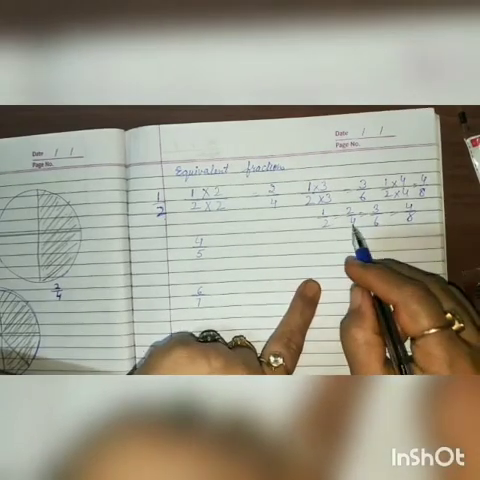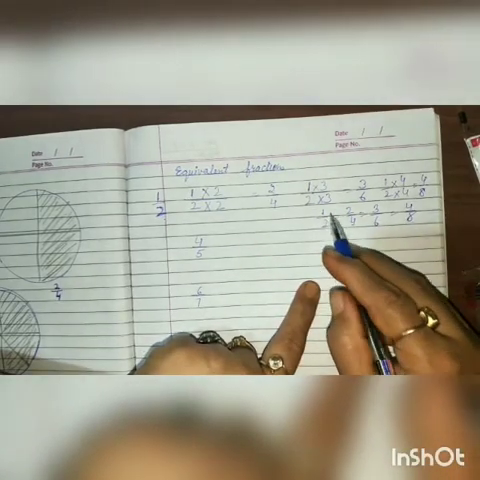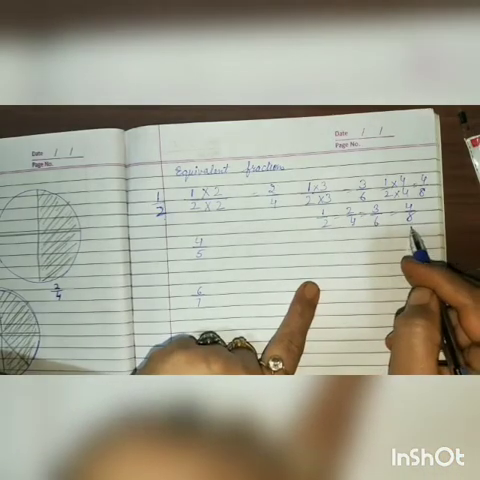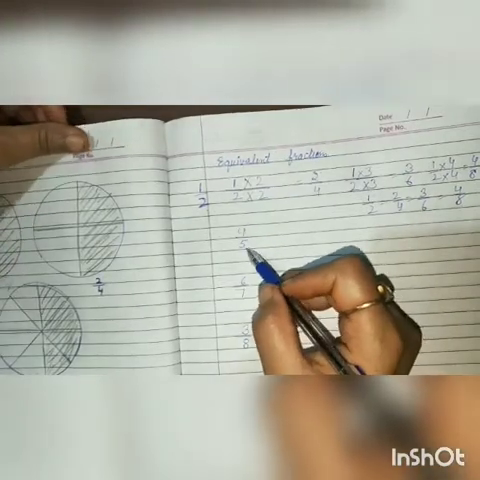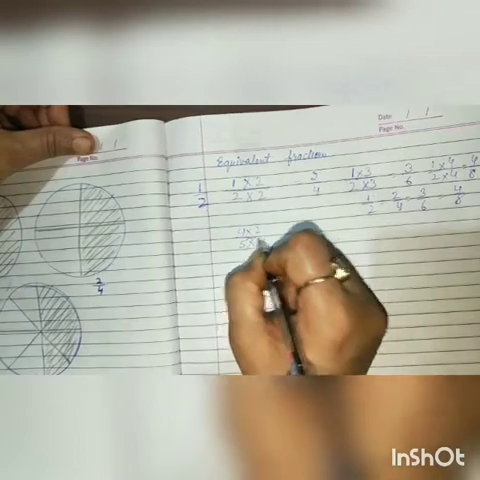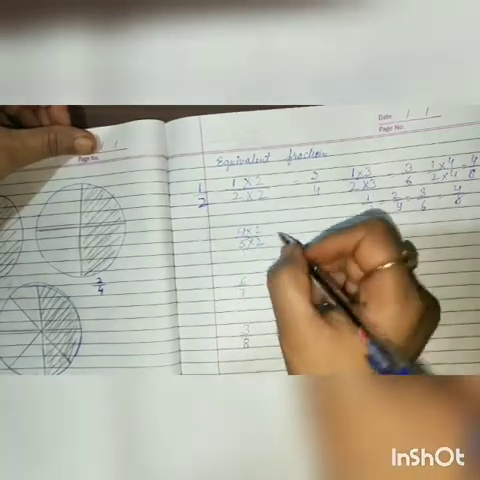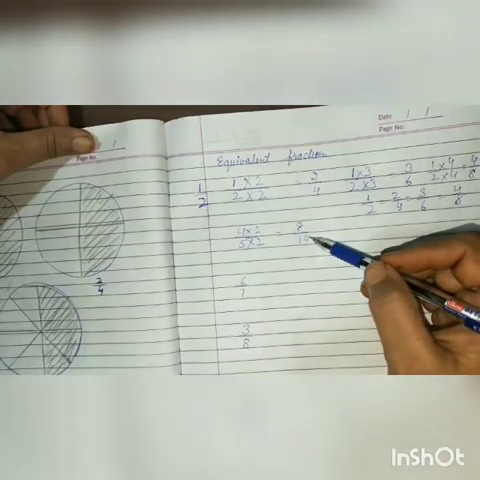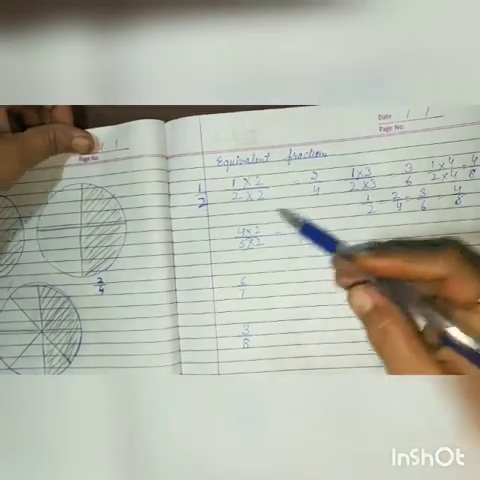These all are equivalent fractions of 1/2. 1/2 is equal to 2/4 is equal to 3/6 is equal to 4/8. One more example. I have to make an equivalent fraction of 4/5. I will multiply by 2: 4×2, 5×2. It will become 8/10. It means 8/10 is an equivalent fraction of 4/5.